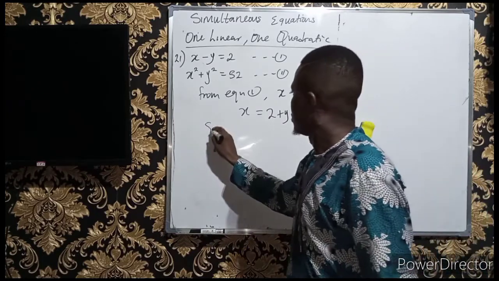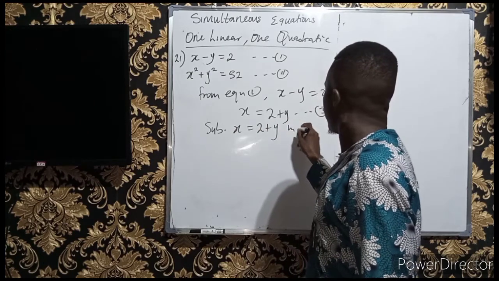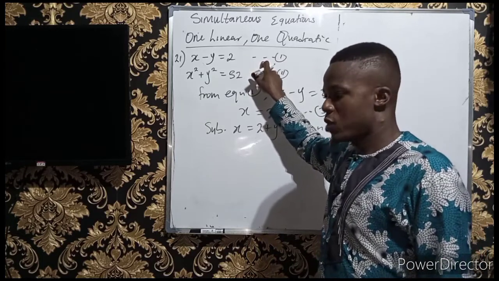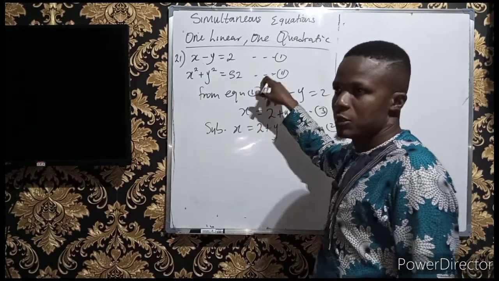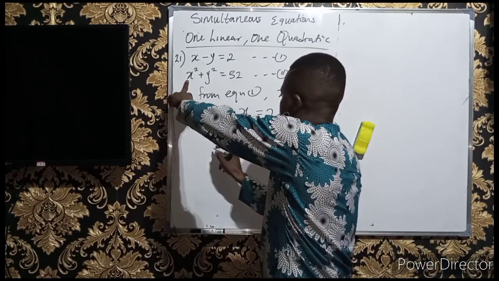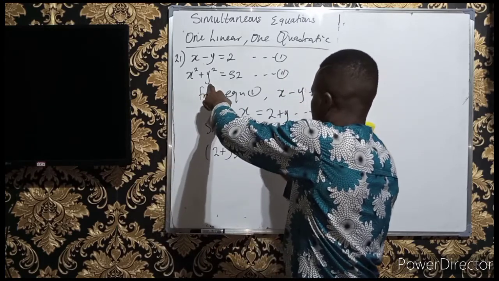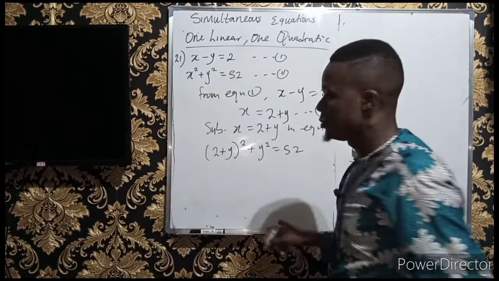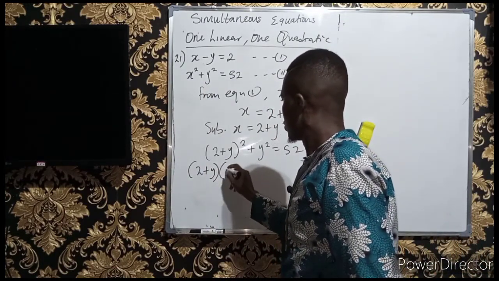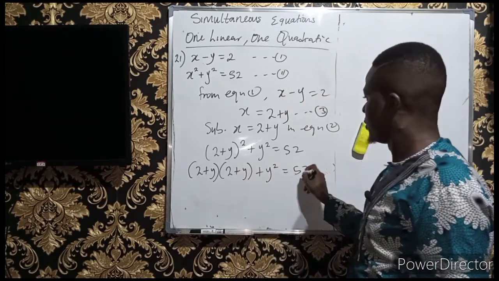So I can now substitute x equals 2 plus y in equation 2. You must be used to this because we've made x the subject from equation 1. So you have to substitute in 2. If you made the subject from 2, you substitute back in 1. So now look at x. I have to put it 2 plus y all squared plus this y squared equals 52. This 2 plus y all squared is something as 2 plus y into 2 plus y, plus this y squared equals 52.